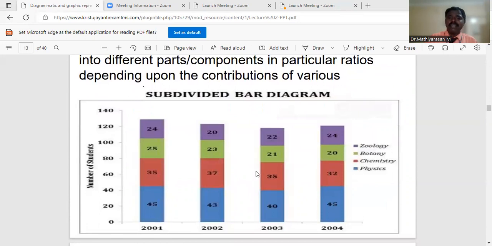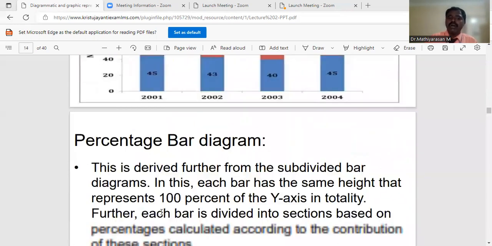For example, here they have given a subdivided bar diagram. Here you can see only a single bar. The single bar is subdivided into different components. The different colors show the different components. The first one geology, second one botany, third one chemistry, the last one physics. This is known as subdivided bar diagram. In a single bar itself you can have the different components with the help of slices.